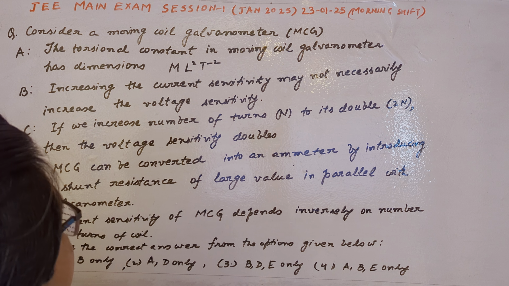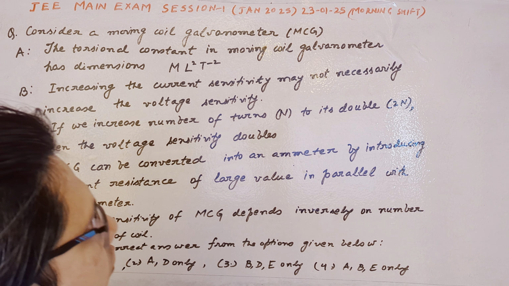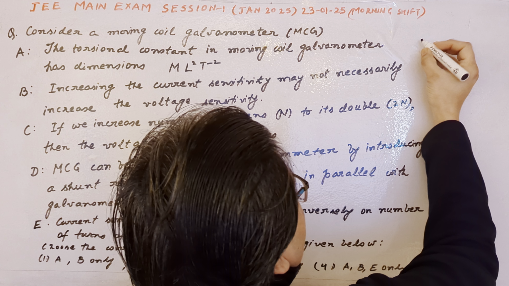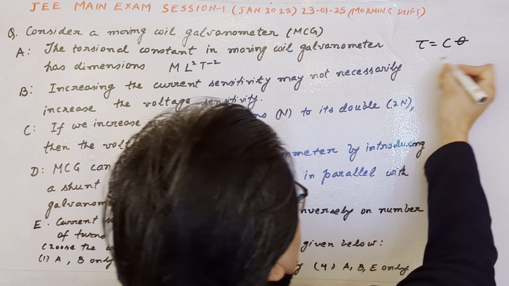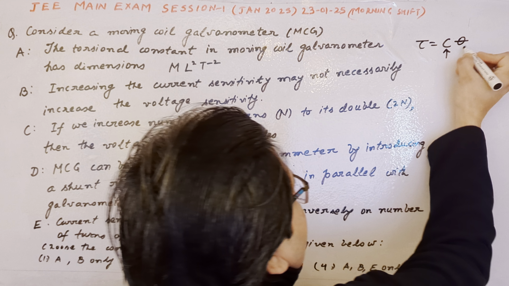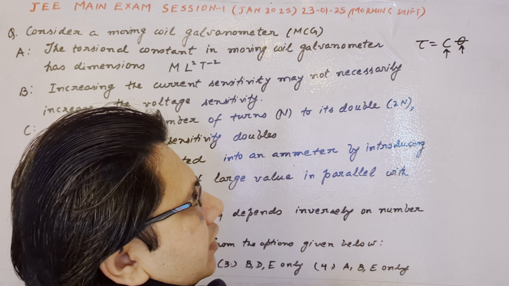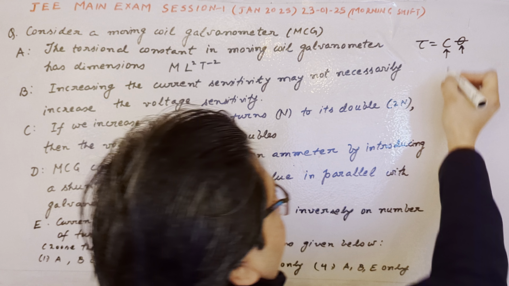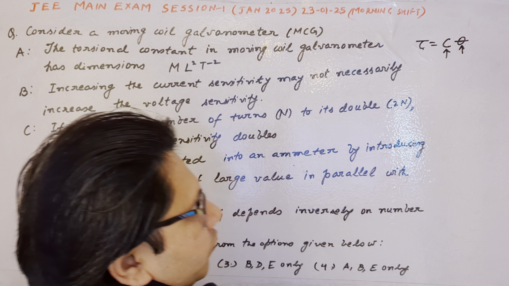So the first statement is, the torsional constant in a moving coil galvanometer has dimension of ML²T⁻². Now the torsional constant is basically C here in this equation, tau equals C theta. So this constant is known as the torsional constant. According to the concepts of units and dimensions, theta, which is an angle here, is a dimensionless quantity. So according to the basic rules of dimensions, C has the dimension of the torque, tau.